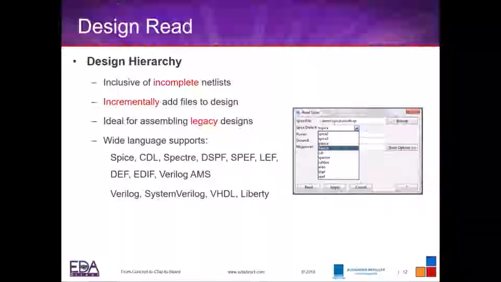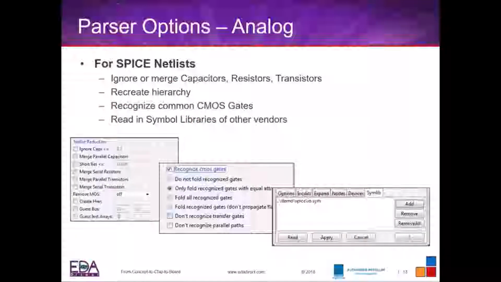So for example, with the design hierarchy, here we can see that we're reading in different dialects: Spice, Spectre, CDL. We also have the ability to read in parasitic files such as DSPF and SPEF. If you're reading in netlists, there are parser options you can enable to reduce the complexity of the design. For example, you may want to ignore capacitors below a certain threshold or even short out resistors.